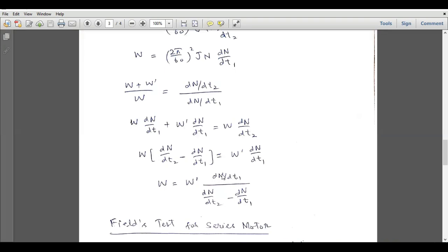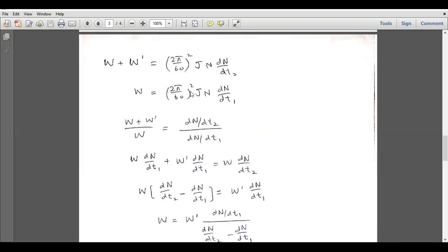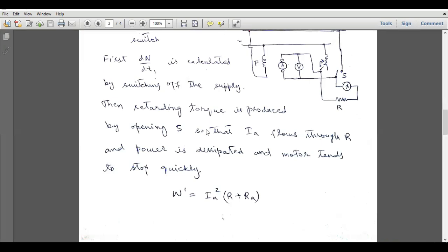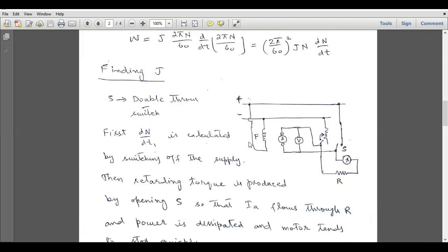We have all these time rates of change of the angular speed, without and with the inclusion of the external resistance R. Once we have calculated this W, we can calculate the value of J. So this is the complete description of the retardation or running down test, which is performed on shunt machines. This test is useful for evaluating the stray losses.